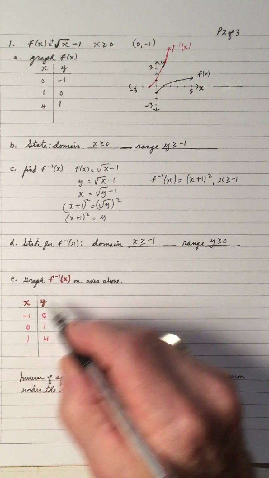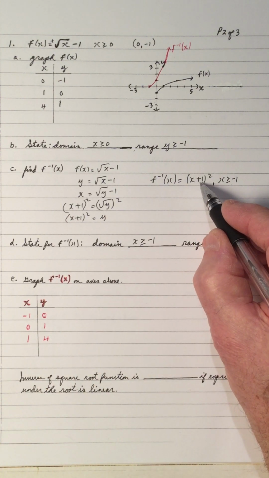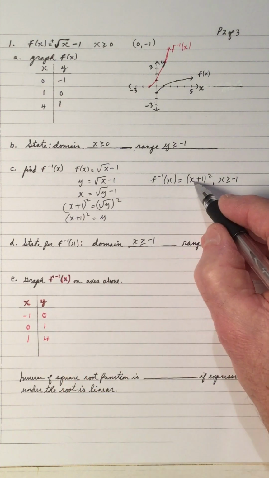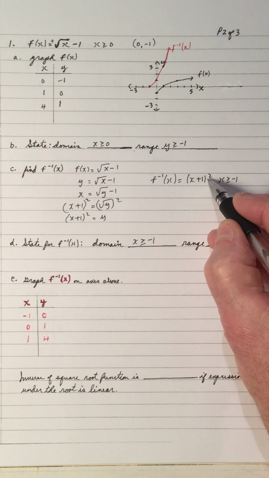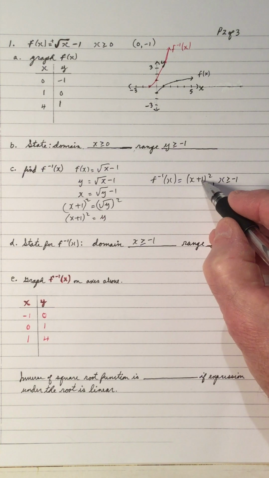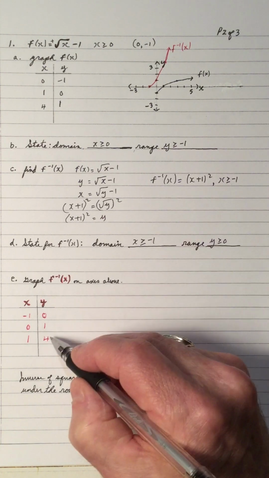So if we take a negative 1 and plug it in, negative 1 plus 1 is 0, squared is 0. Put a 0 in. 0 plus 1 is 1. 1 squared is 1. Put a 1 in. 1 plus 1 is 2. 2 squared is 4.